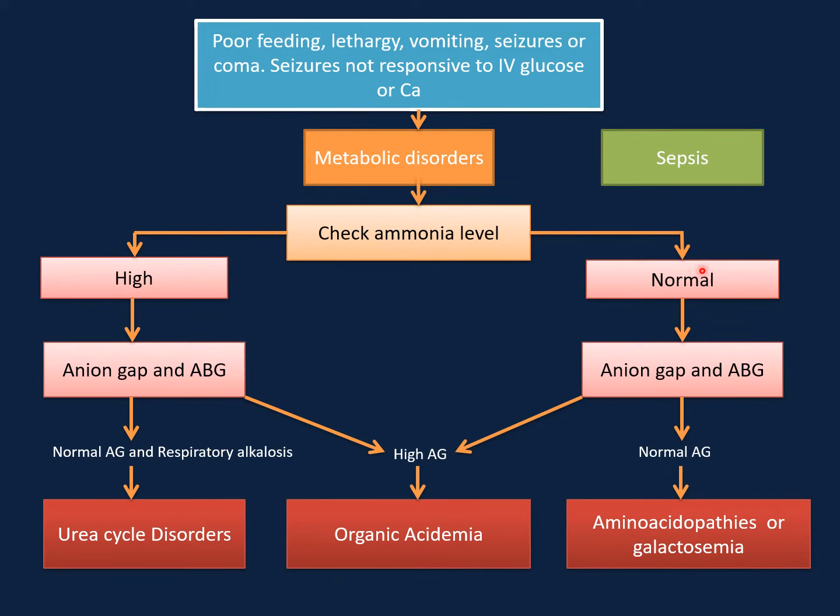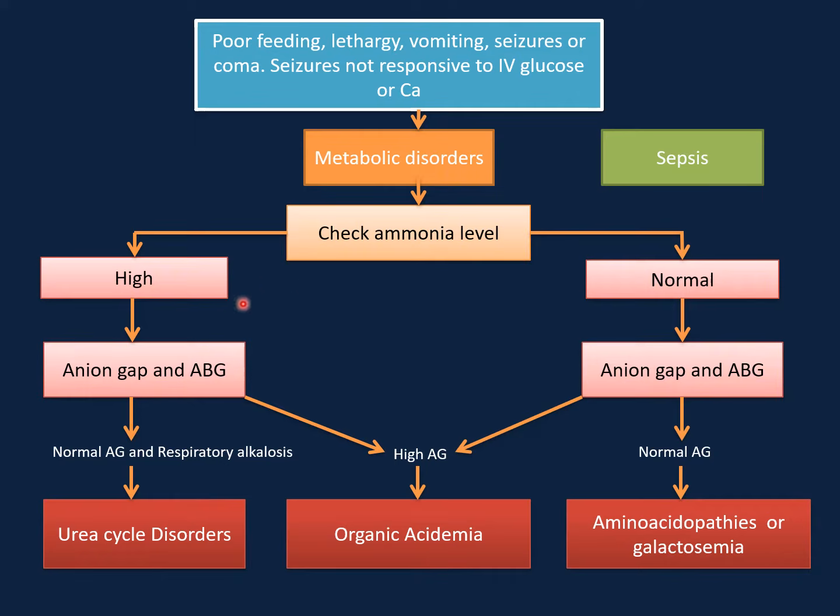If the ammonia level is normal and normal anion gap, most likely you are dealing with amino acidopathies or galactosemia. If the ammonia level is high or very high with a normal anion gap and respiratory alkalosis, most likely you are dealing with urea cycle disorders. So urea cycle disorders: a high or very high ammonia level with normal anion gap. If the ammonia level is normal or high, but you have metabolic acidosis or high anion gap, this is a case of possible organic acidemia.